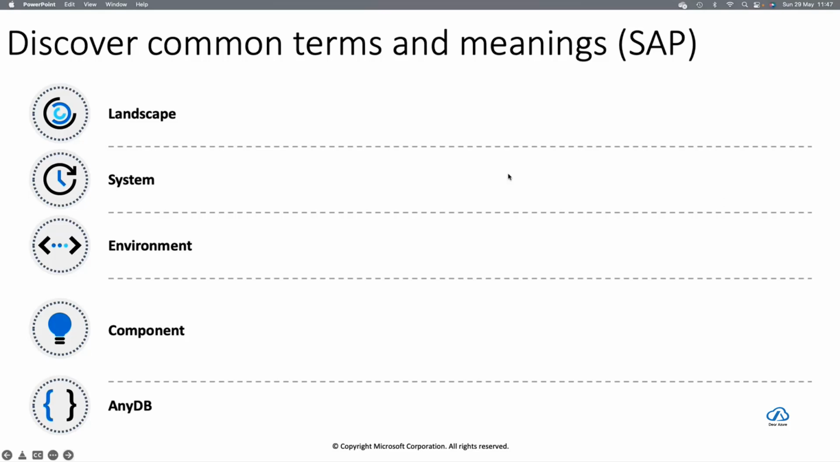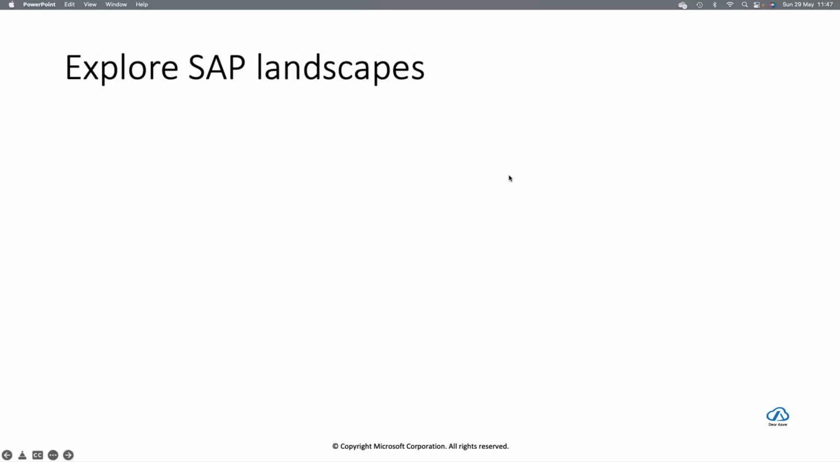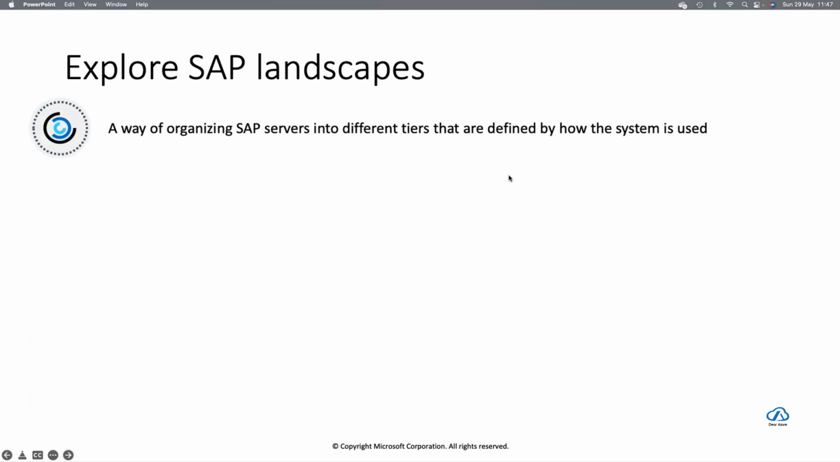We then have the SAP landscapes. So we put up the SAP landscape. It's almost like a way of organizing SAP servers into different layers that are defined on how the system can be deployed. So here it's going to be general. You put up the landscape and you make sense about how it can be deployed with SAP NetWeaver on any DB with the Azure virtual machines.